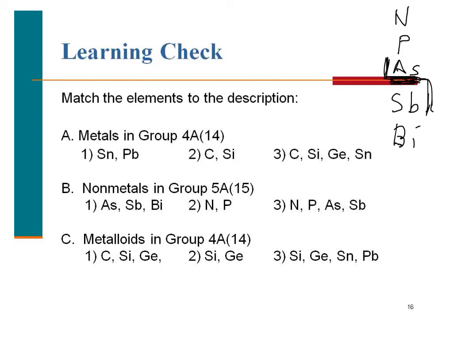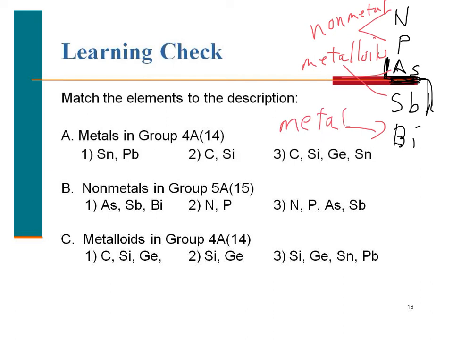At any rate, since that's our dividing line, that means that nitrogen and phosphorus are nonmetals. Antimony and arsenic are metalloids. And bismuth is going to be our metal representative. The question's asking for nonmetals, so we have no problem with that answer.